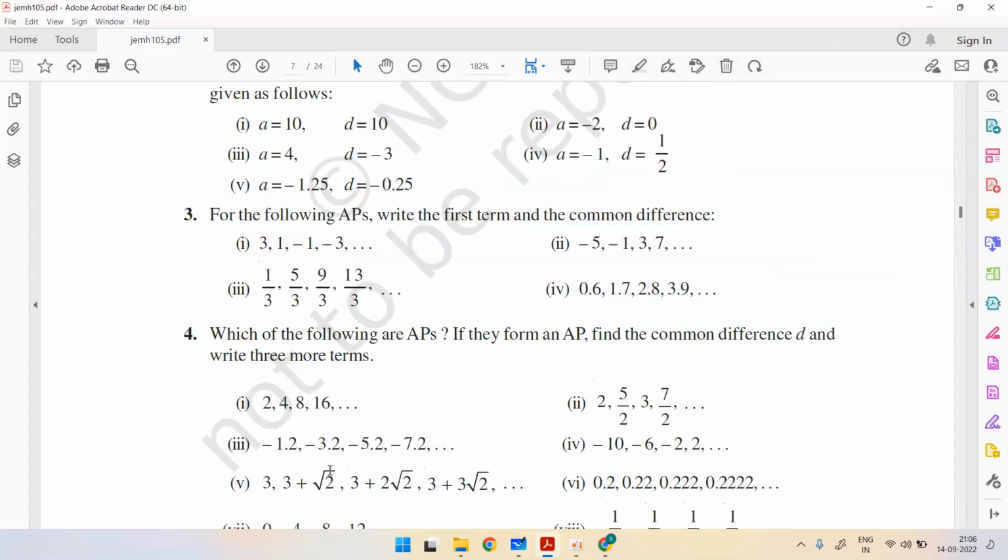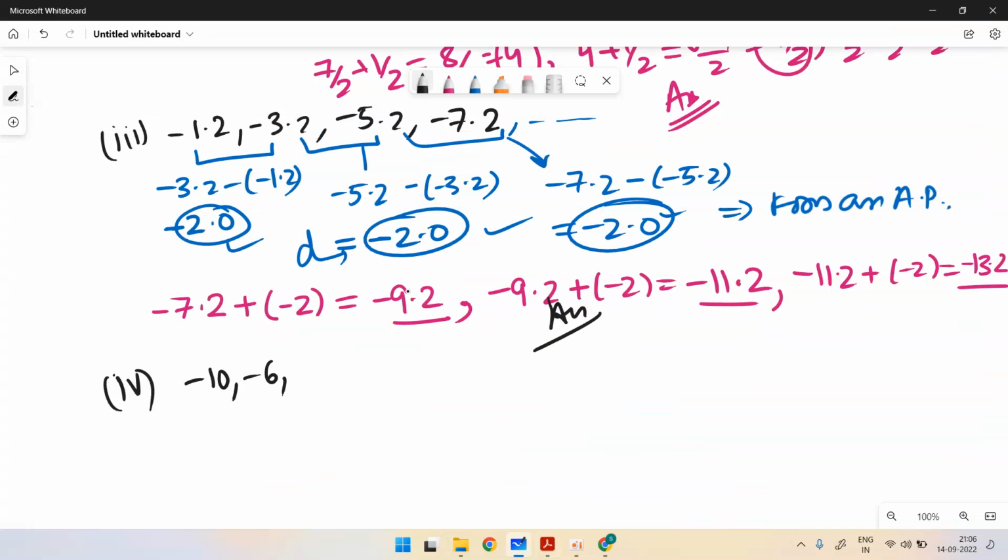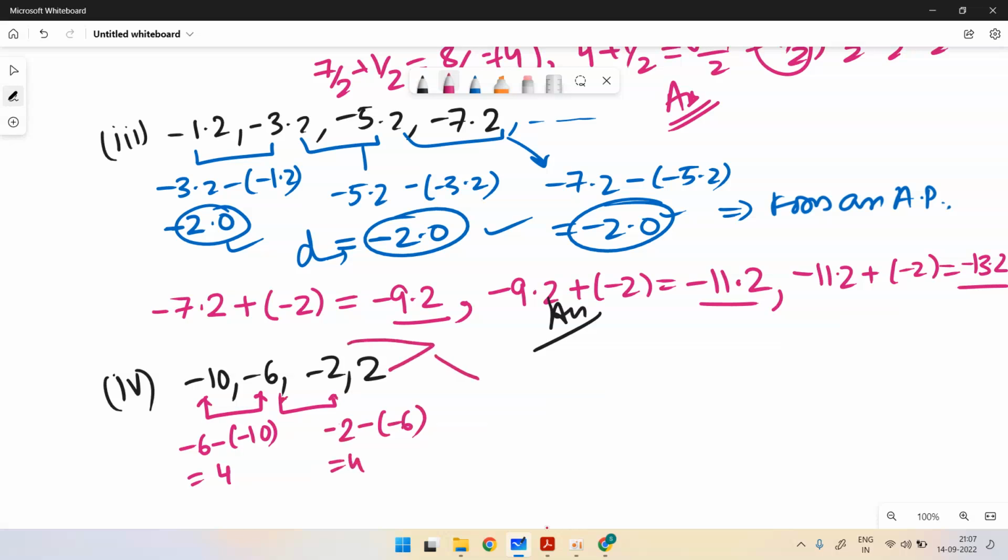What is my fourth part? The fourth part is minus 10, minus 6, minus 2, 2. If you find the common difference, this is minus 6 minus of minus 10, nothing but 4. Here the common difference is minus 2 minus of minus 6, which is minus 2 plus 6, nothing but 4. Here it is 2 minus of minus 2, which is 2 plus 2, this is 4. Since the common differences are the same, this also forms an AP.